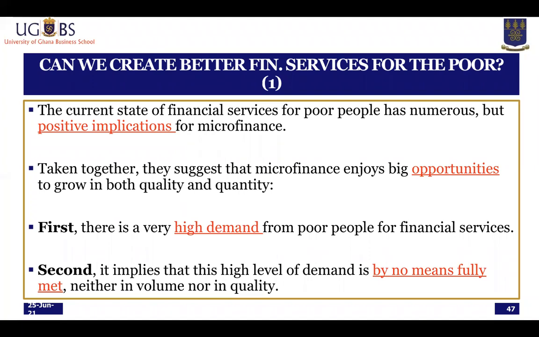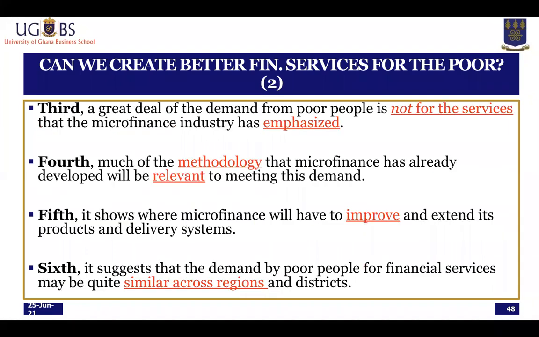Because if you look back, you realize that if more than half of the population is poor, and they don't really have services and products to meet their financial needs, then obviously there's an opportunity in there. And so at the heart of it is how to take advantage of these opportunities to provide financial services for the poor, and at the same time, make sure that it is profitable. So of course, we know that there's very high demand from the poor people for financial services. And then secondly, it means that it has not been met, neither in volume nor in quality, so there's an opportunity at any point in time to offer those services.